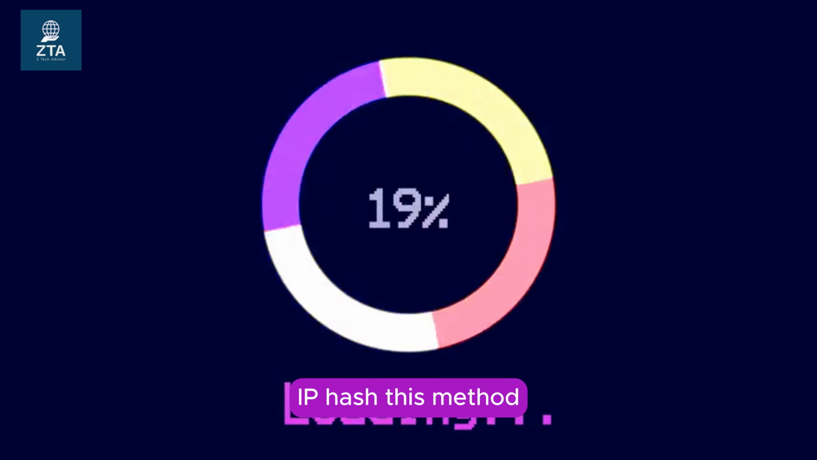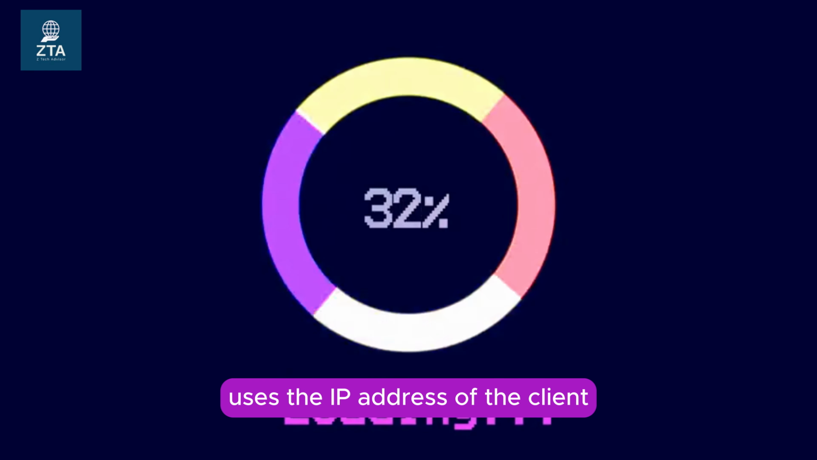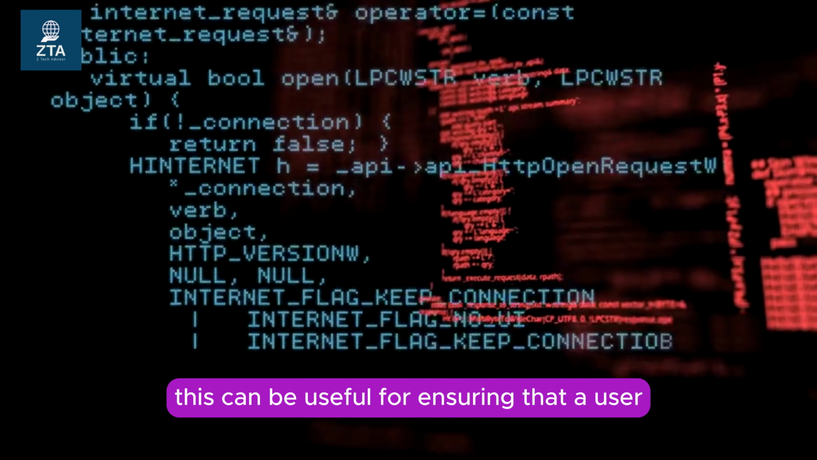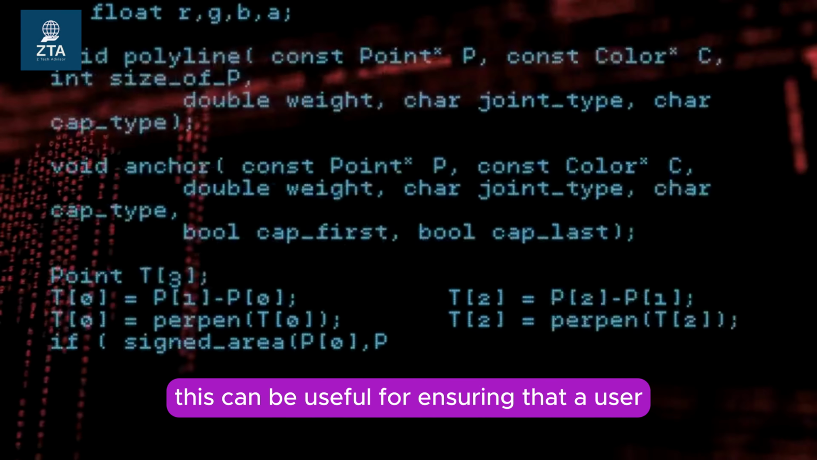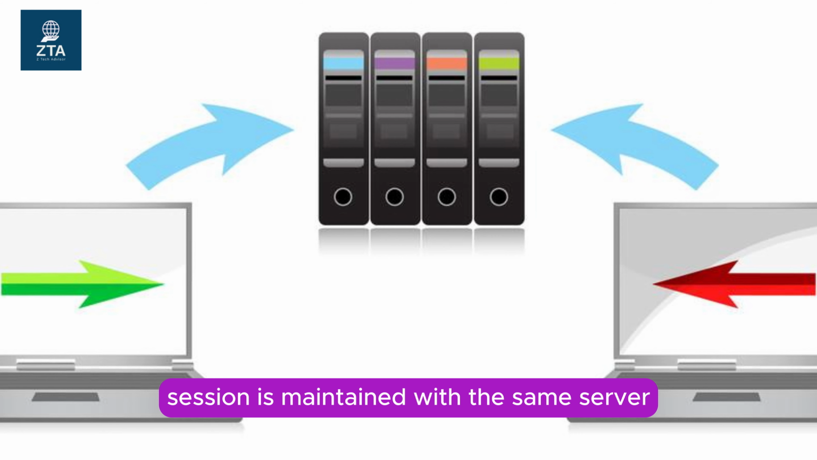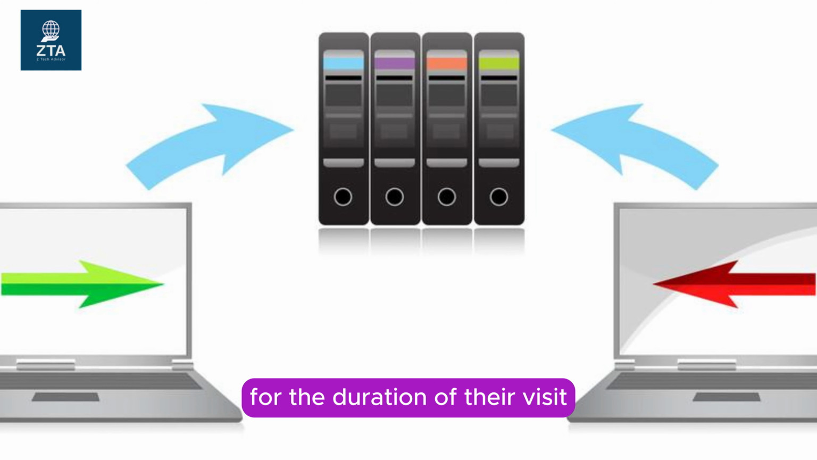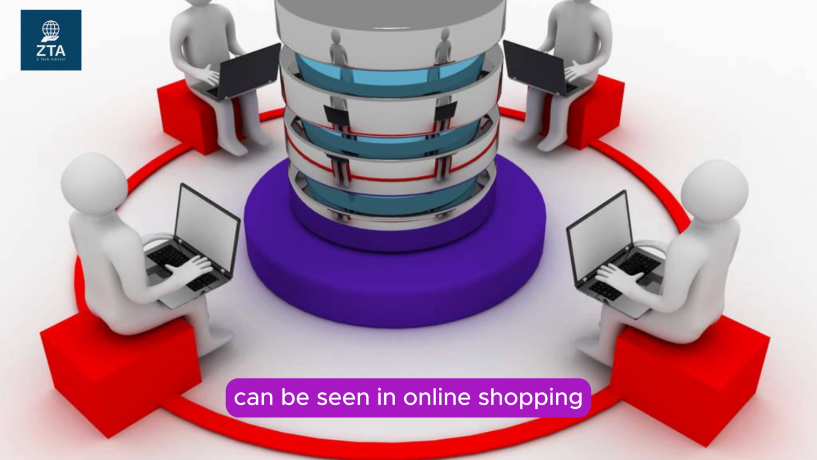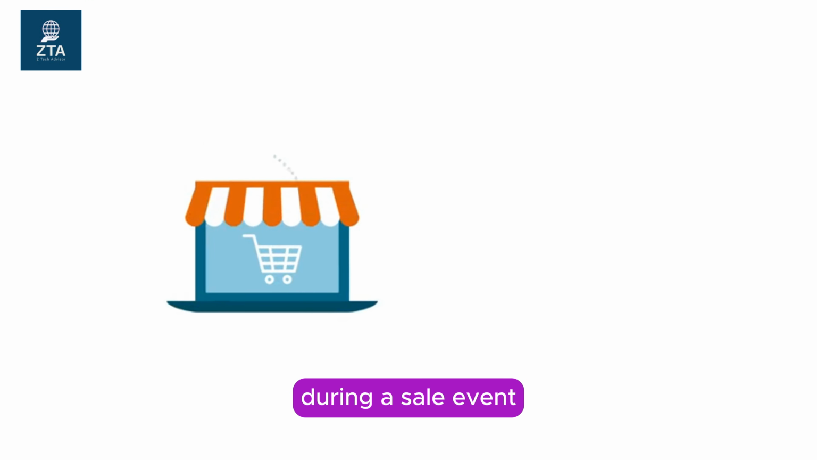IP hash. This method uses the IP address of the client to determine which server receives the request. This can be useful for ensuring that a user's session is maintained with the same server for the duration of their visit. In practice, a real-life example of load balancing can be seen in online shopping during a sale event.